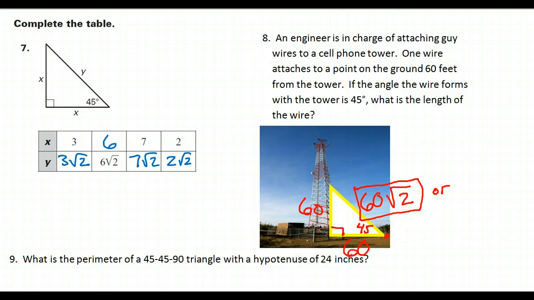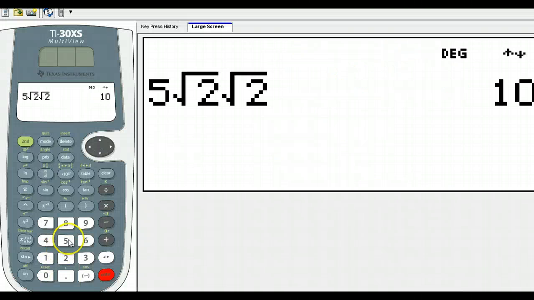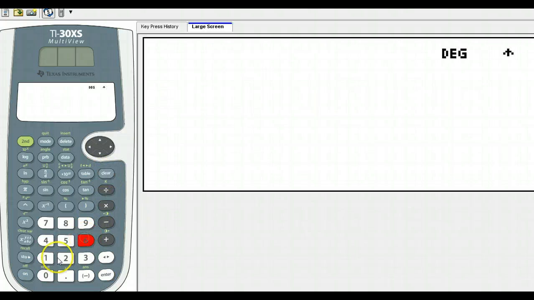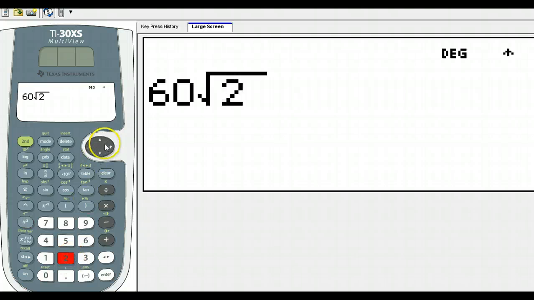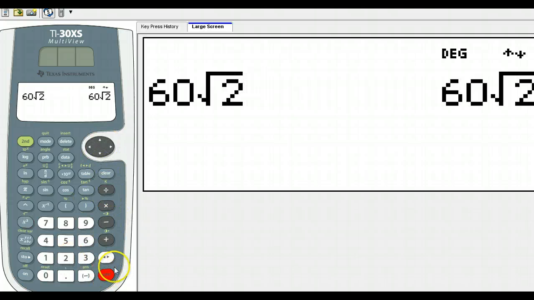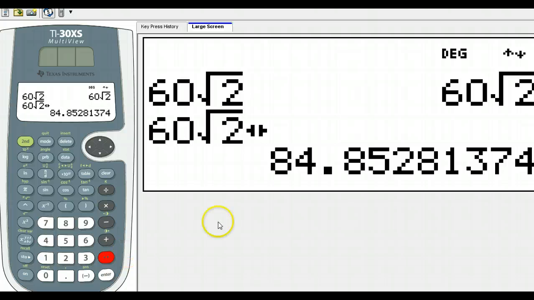That's the exact length of the wire, 60 radical 2 feet. Because this is a real world problem, it makes more sense to make this a decimal. So 60 radical 2. Okay, use the toggle button. So that is approximately 84.9 feet.